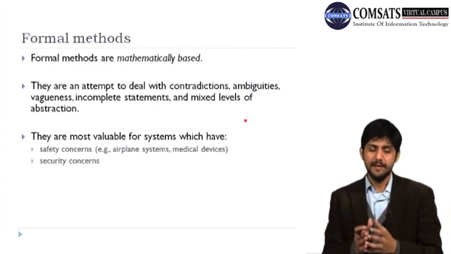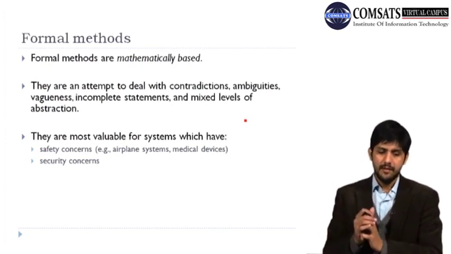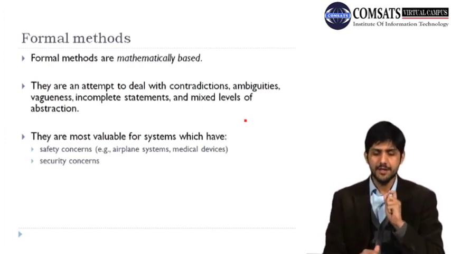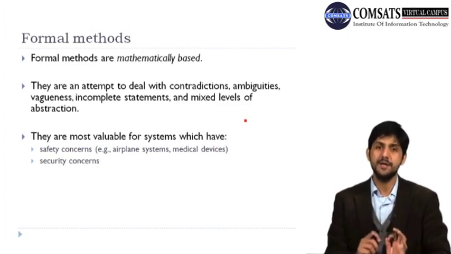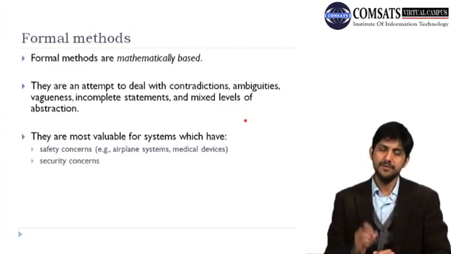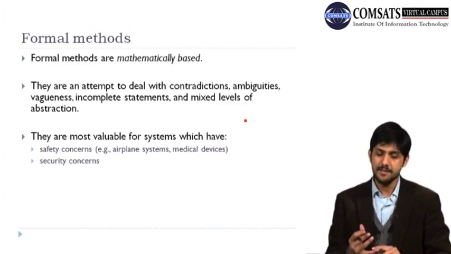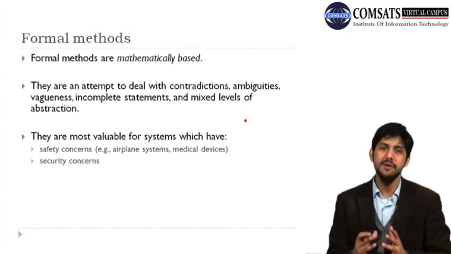So formal methods are mathematical. They are an attempt to deal with contradictions, ambiguities, vagueness, incomplete statements, and mixed levels of abstraction. And they are most valuable for systems which have safety concerns, for example, airplane systems or medical devices, or security concerns.